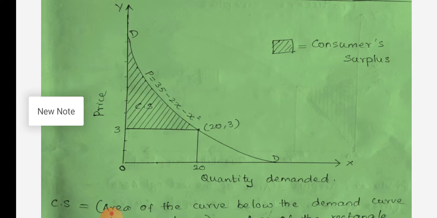So just mark in the y-axis, you can graduate it according to convenience, and graduate at point 3. When the price is 3, the quantity demanded is how much? 20. Just draw this rectangle.